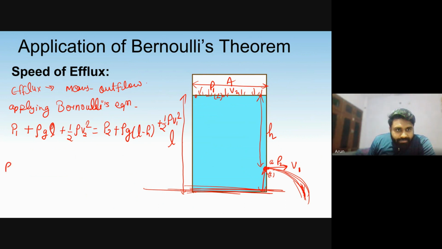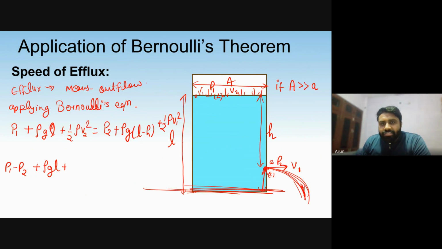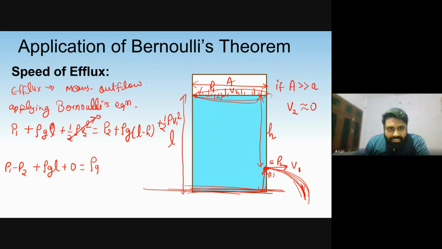Rho g L minus h plus 1 by 2 times rho v1 square. Now P1 minus P2 plus rho g L plus v2 square term. If the area of the base is very much greater than the hole area, then from the equation of continuity the liquid level will go down very slowly. If the hole you have made is very small, the liquid will drop in height very slowly. So we can assume that v2 is approximately zero for calculation purposes. So we have assumed it to be zero, equals rho g L minus h plus 1 by 2 times rho v1 square.